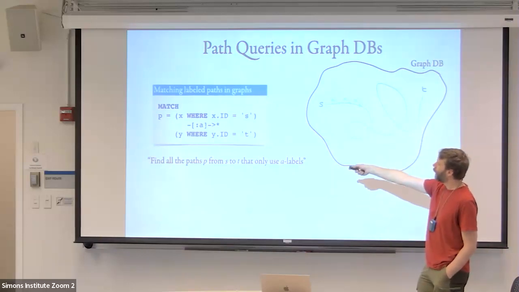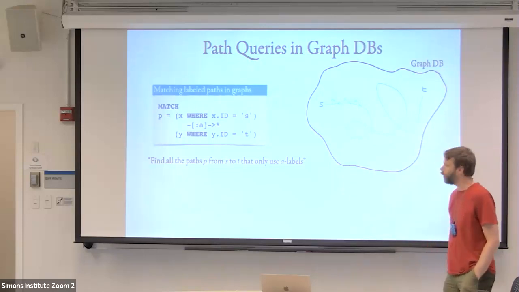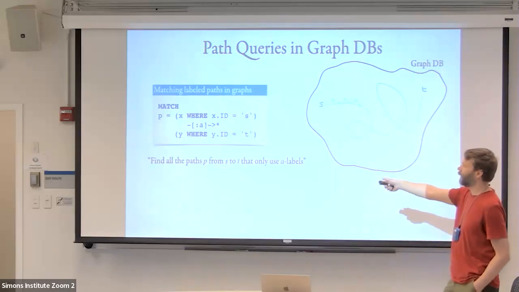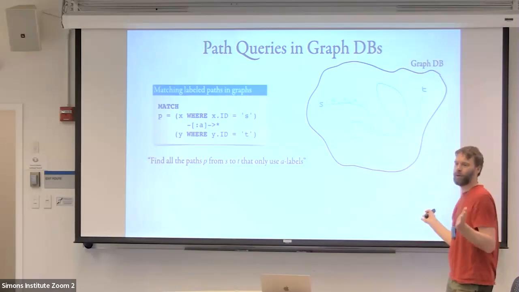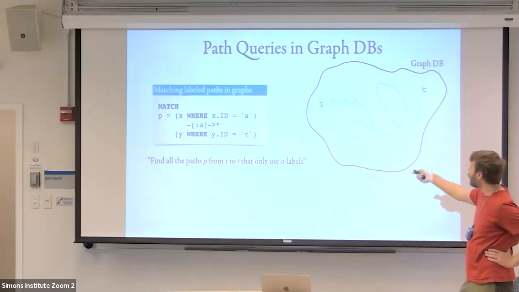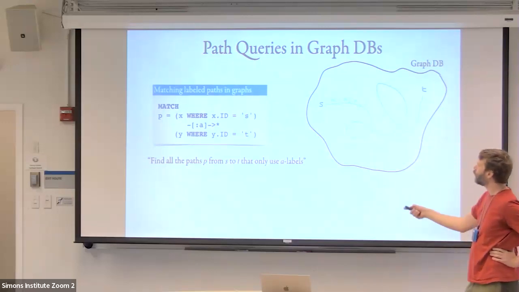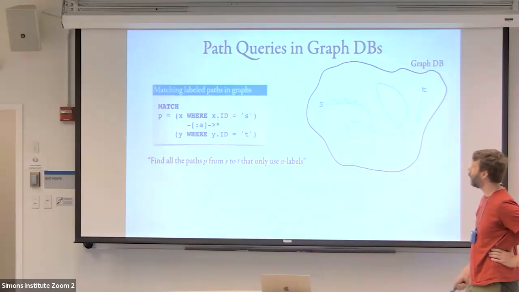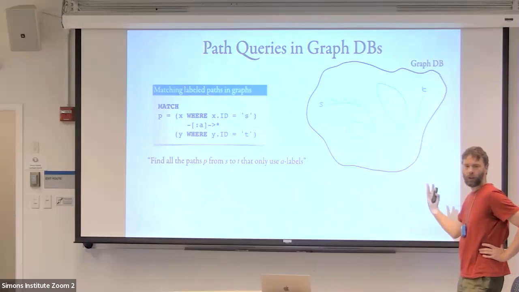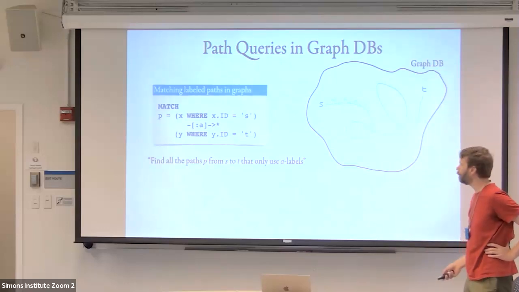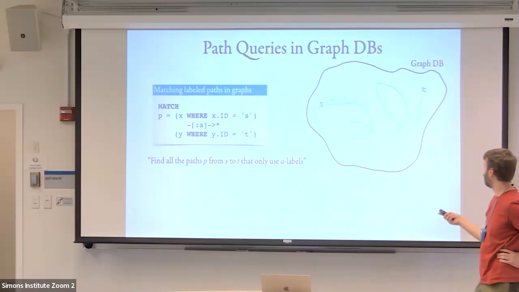And here you have an additional constraint on the path that you want to have from S to T. And this constraint, in the syntax of that language, is just saying at the moment that every edge on this path should be labeled with an A. So this is, in a graph database query, the problem: find all the paths P from this node S to this node T in your graph that only use A labels. So that's what's going on here.